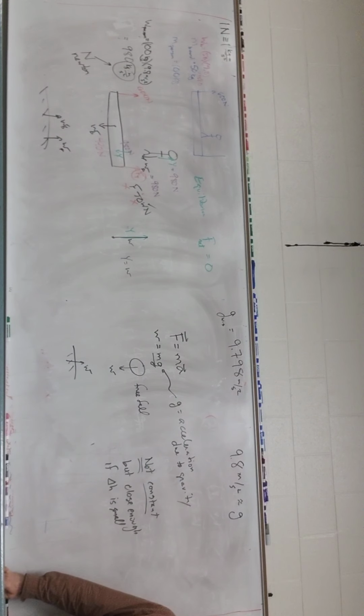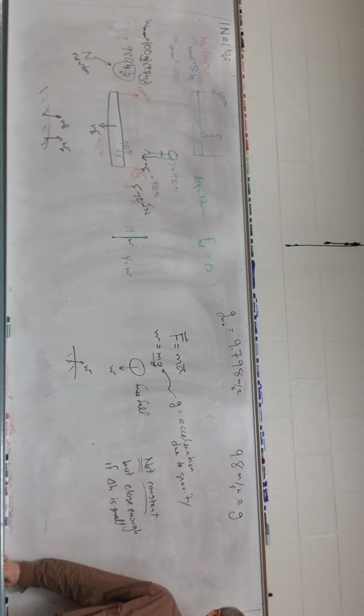Questions here before I erase. Probably the stuff on this side. I was just wondering about the tension on the ropes. Why you only draw it one way and you don't have to draw it from the other... Draw the other one?